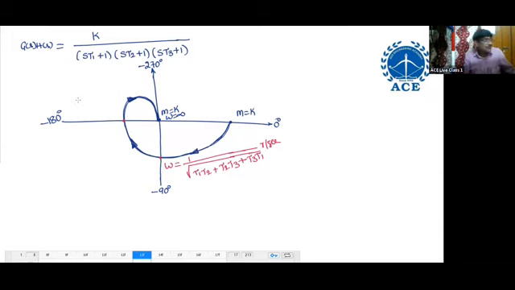Next, with minus 180, omega equals root of tau 1 plus tau 2 plus tau 3 divided by tau 1 tau 2 tau 3 radians per second. So these are the omega values. Remember them, so that we can directly get omega, then substitute in the magnitude, then we can get the answer.